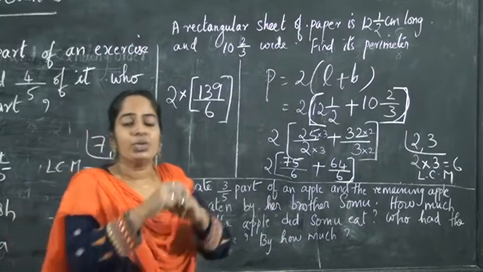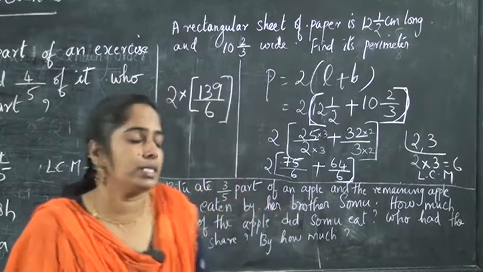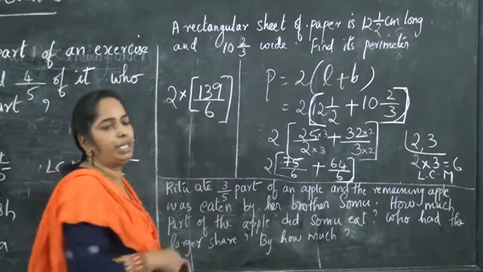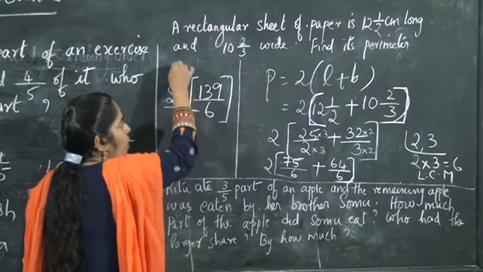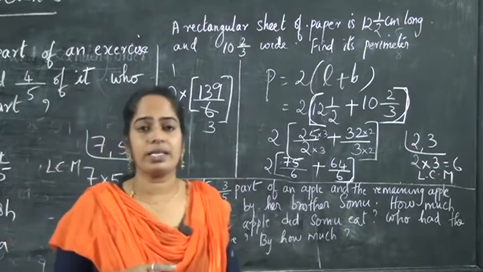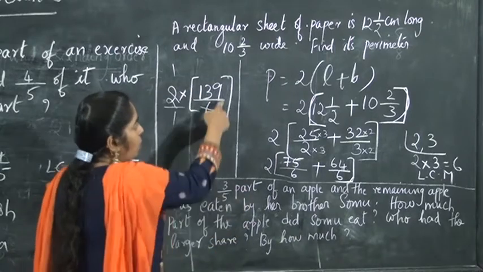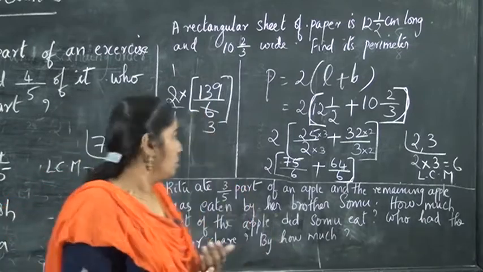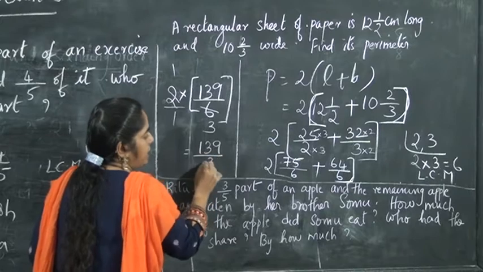So again you can cancel the numerator and the denominator if possible, isn't it children? Here 2 is in the numerator and the denominator is 6. So we can cancel what? 2 ones are 2, 2 threes are 6. Again, will 3 go into 139? You must check it out. 3 will go there? No. So what is the final answer there? 139 by 3, isn't it?